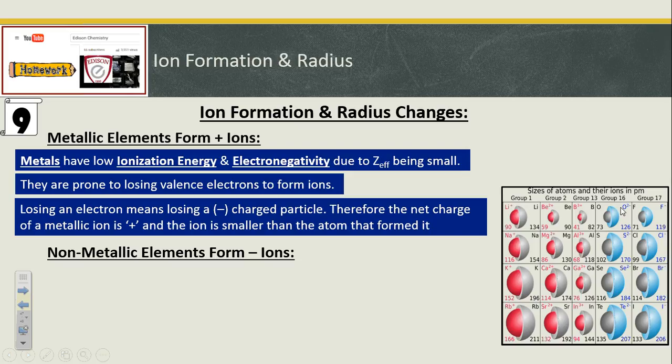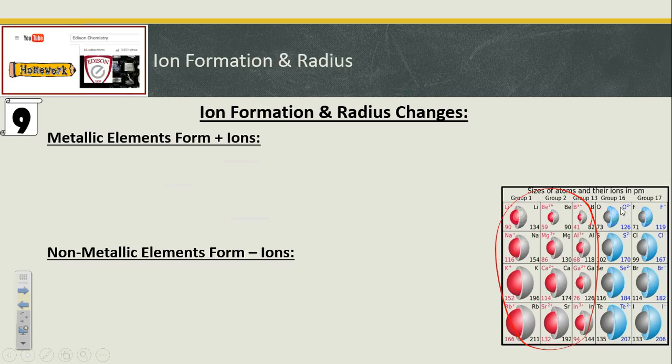The valence shell is gone. Now we just have the kernel shells being represented. And in this picture, showing the sizes of atoms, all the metallic ions form positive ions, and they're smaller than the atom that formed them, versus nonmetallics.